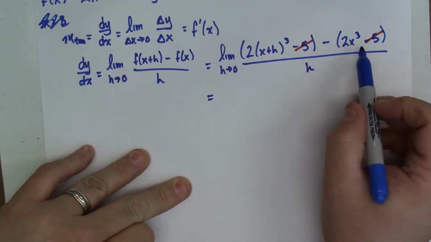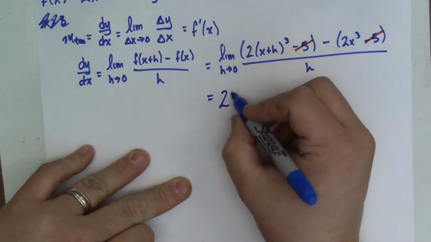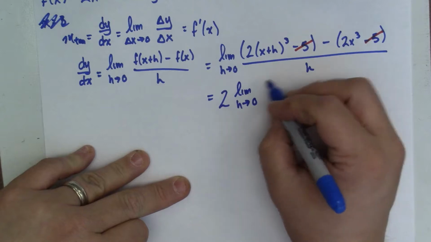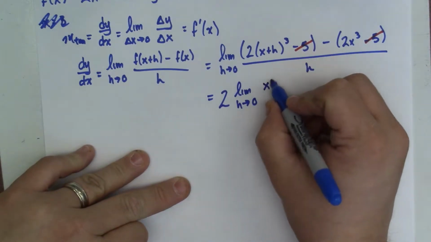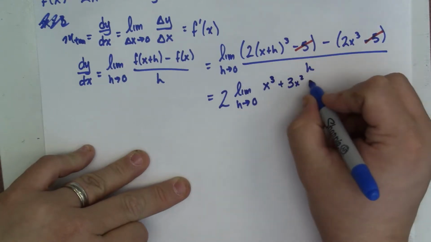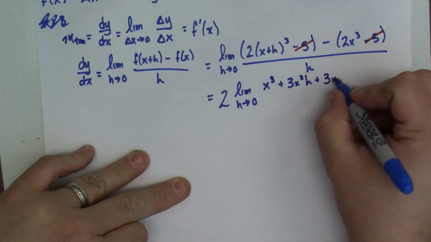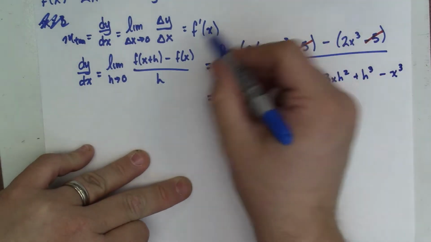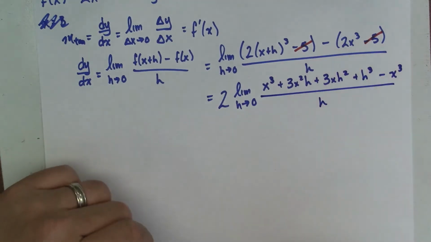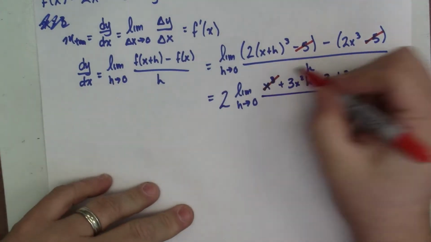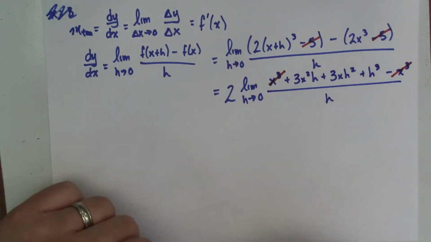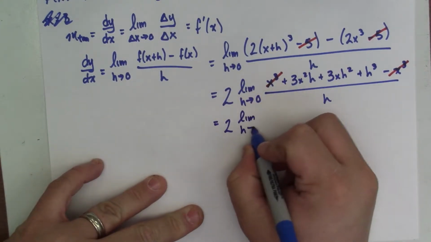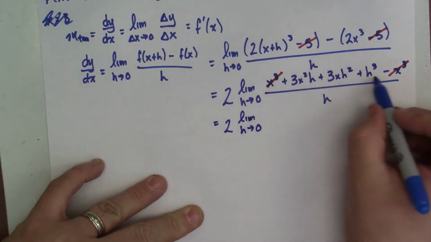Now, I'm going to be careful here, and I'm going to go ahead and pull out the 2, as we did in the other example. Everything on top was multiplied by 2, so I just factored out a 2, and using my limit rules I took it outside. And this gives me x cubed plus 3x squared h plus 3xh squared plus h cubed minus x cubed, all over h. Well, x cubed minus x cubed is 0, and I'm left with this. So I've got 2 times the limit as h goes to 0. Now I'm going to factor out an h.